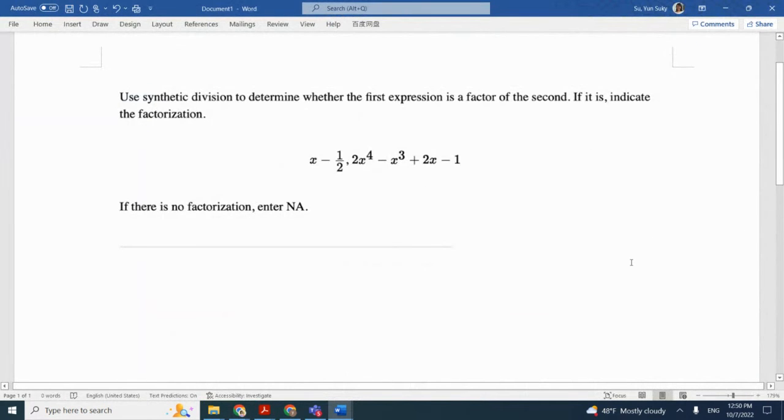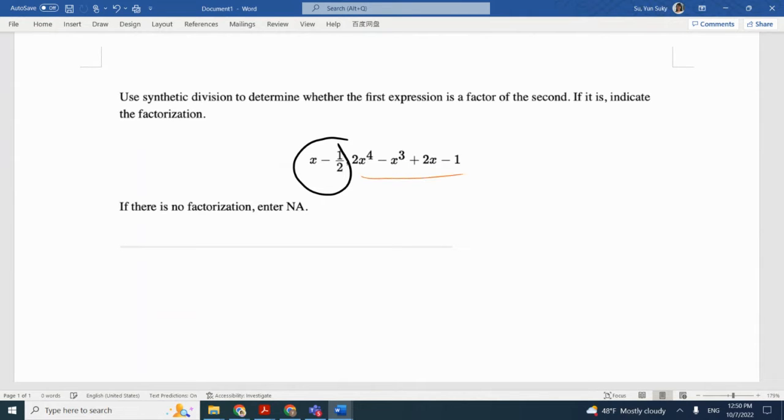Use synthetic division to determine whether the first expression is a factor of the second. So we want to see whether this is a factor of the second one. If it is, indicate the factorization. Okay, so let's see. Synthetic division, right?